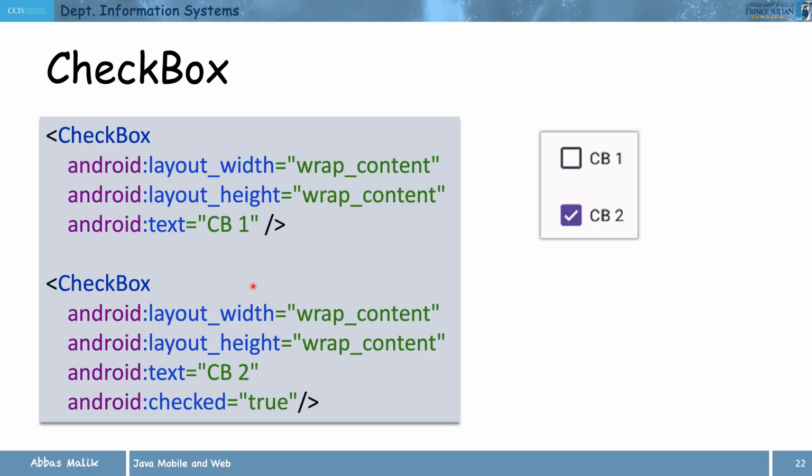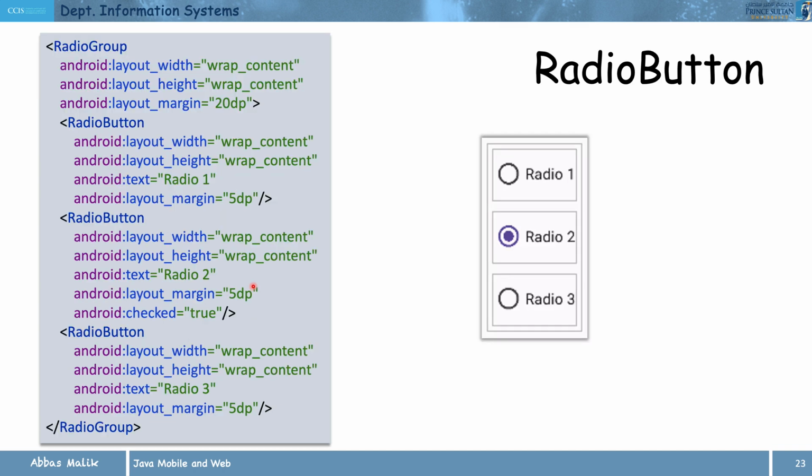Okay, you got it. You can just Google what SP stands for, but this is the main difference. SP for the text sizes, and for the distance, width and height, we use DP.